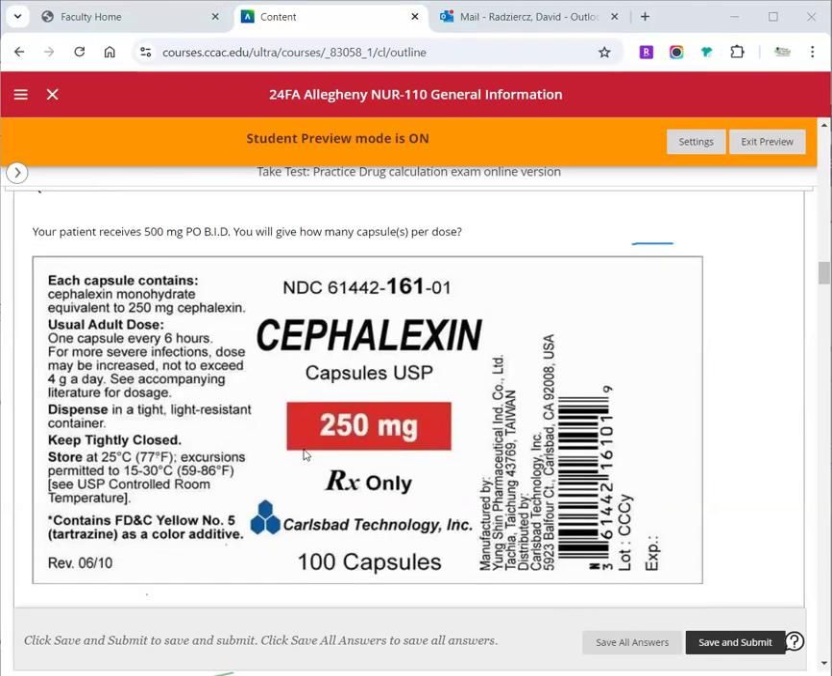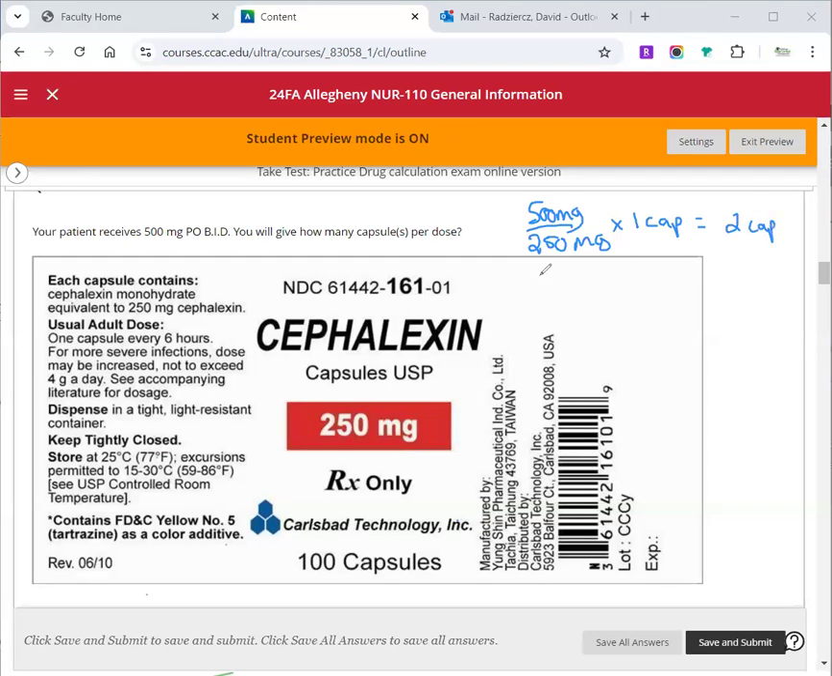All right. So this is our first drug label. We have an order of 500 milligrams by mouth twice a day, and it wants to know how many capsules per dose. You can see that it's available in 250 milligram capsules. So this is one of those questions where the order over available works great. So you can just take your 500 milligrams over your 250 milligrams times your capsule, and that'll just give you 2 capsules.